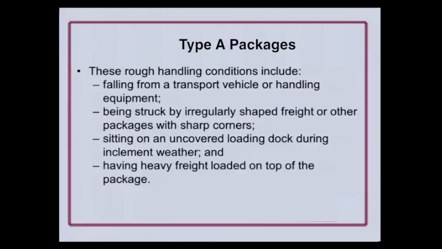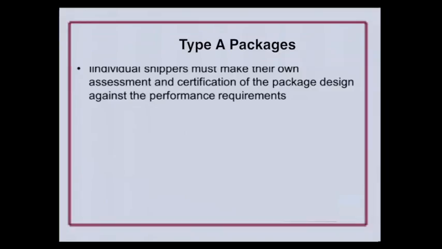Now, the thing about Type A packaging is the individual shippers must make their own assessment and certification of the package design against the performance requirements. And what that says is, if Jerry's in the shipping business and he's going to ship a Type A radioactive material, he picks a box or something to ship it in, he's got to assure, as the shipper, that all the testing requirements for Type A packaging have been met. And how he does that's up to him, as long as he meets all the requirements of the regs.